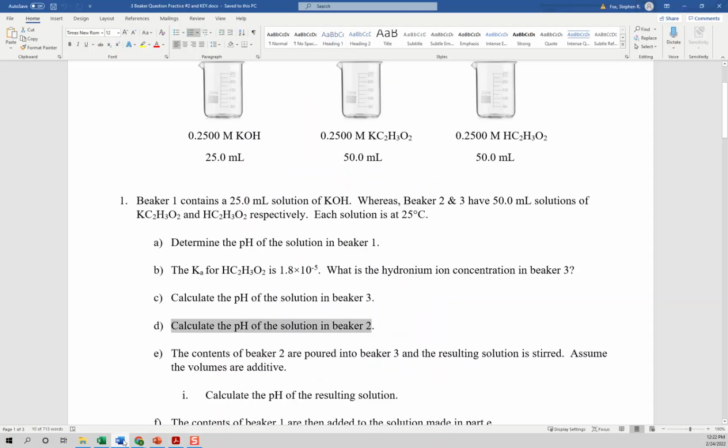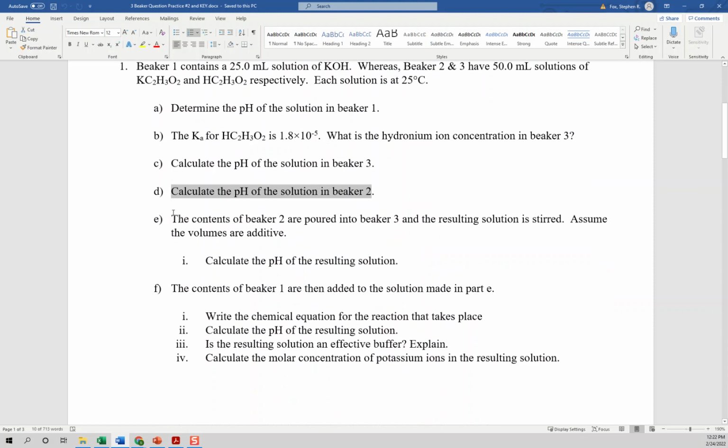Okay. So for E, in A, B, C, and D, we were just looking at the individual solutions. Now in E, we start to mix. We're mixing beaker 2 and beaker 3. Remember, we already said mixing beaker 2 and beaker 3 is going to make a buffer solution. So if we have to calculate the pH of our buffer solution, which they're asking us in E, we're going to use the Henderson-Hasselbalch equation.